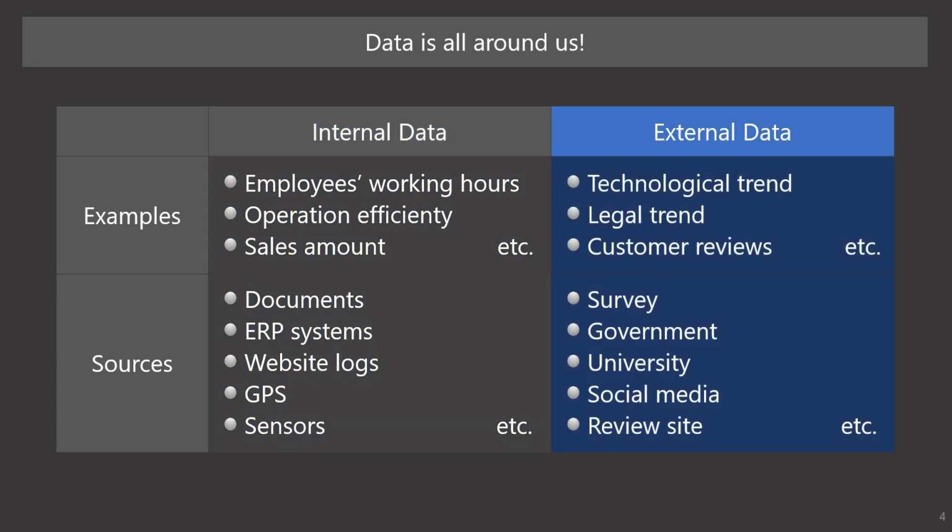External data is generated and collected from the outside of the organization. Examples of external data include data of technological trend, legal trend, customer reviews, and so on. External data is collected by interacting with the outside of the organization. For instance, we collect external data by implementing surveys such as questionnaire survey, group interviews, observation, and so on. We can also obtain external data by accessing open data.